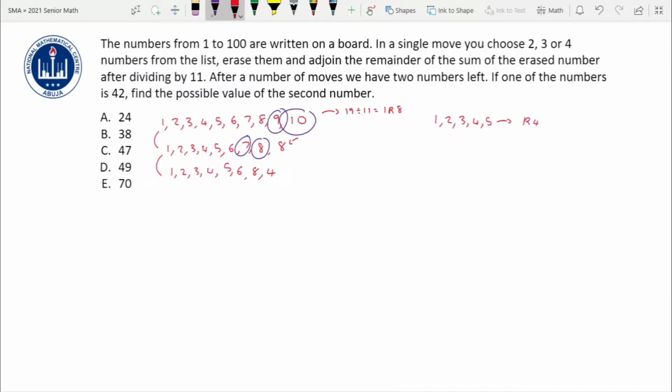Let's say that we decide that we want to remove the numbers 3, 4, and 5. If you add 3, 4, and 5, you will have 12. And if you divide 12 by 11, you have a remainder of 1.